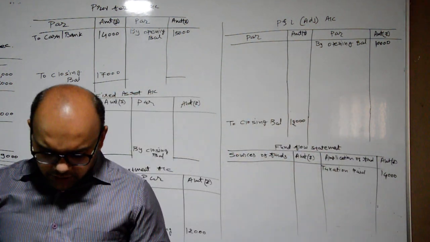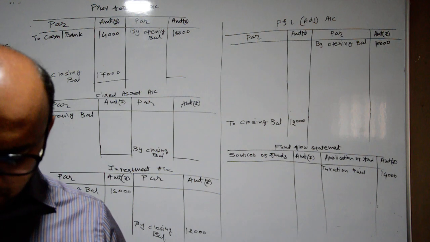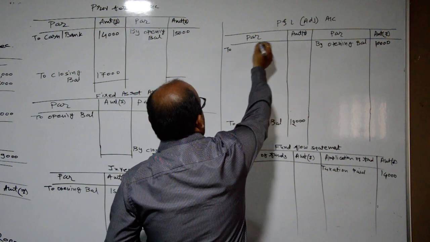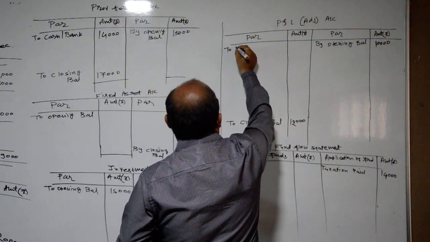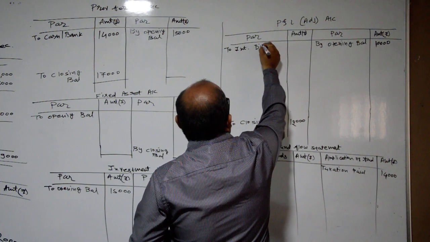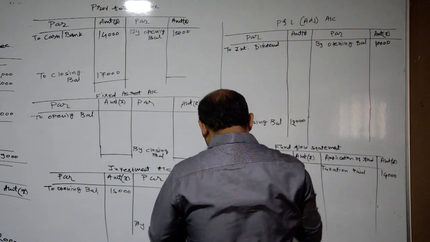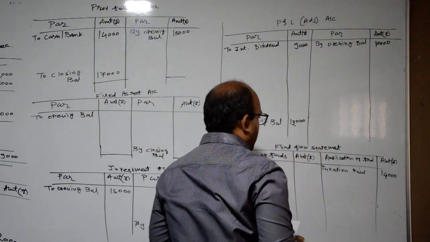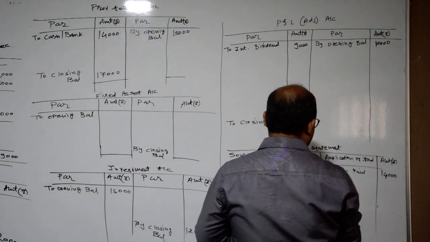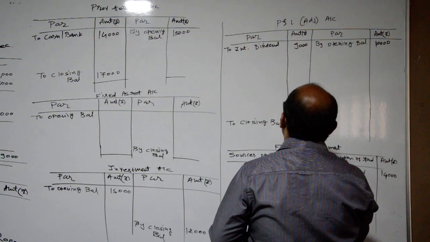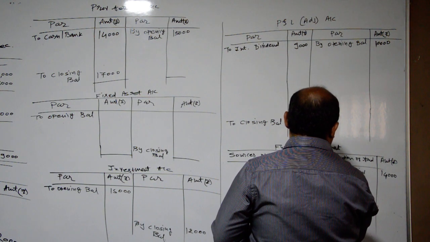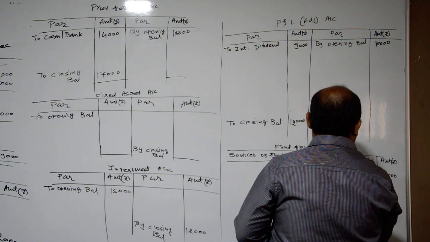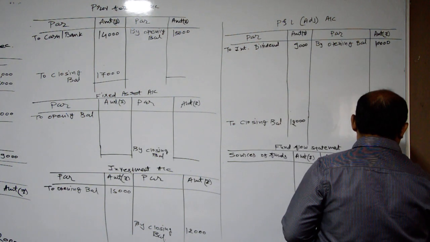Then during the year, dividend of rupees 9,000 was paid. So for interim dividend, the first effect will be on the debit side of the P&L adjustment account, interim dividend, rupees 9,000. On the other hand, the second effect will be given in the fund flow statement, interim dividend paid, 9,000 rupees.